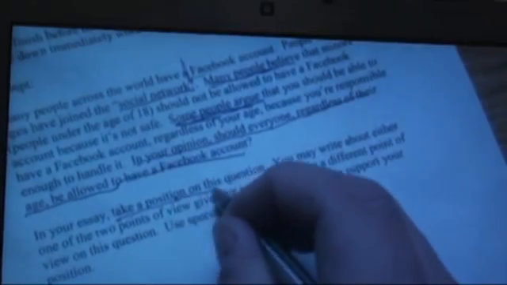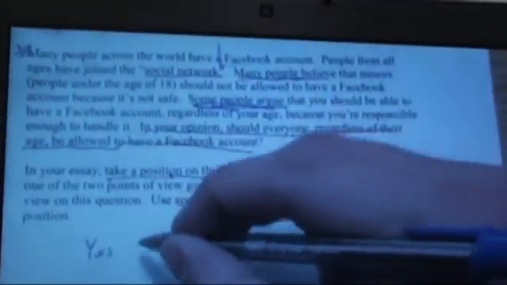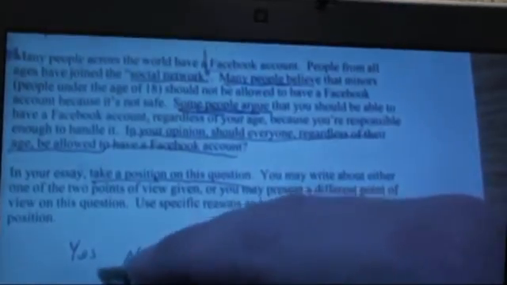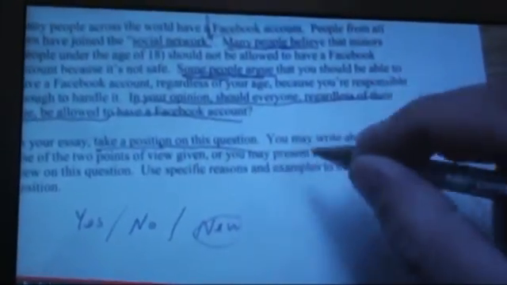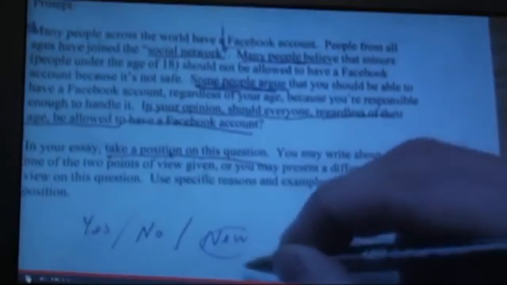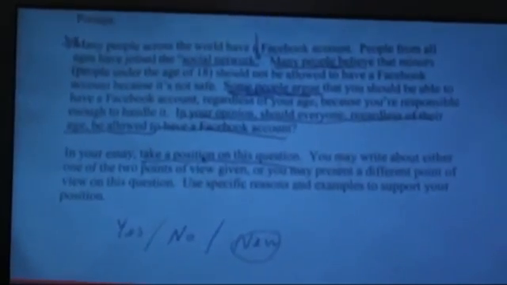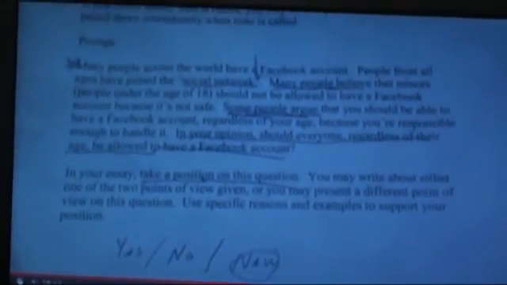Okay, so last thing I want to make sure we talk about is that you are able to take a position on this question. So you're either yes, you're either no, or you're something new. Because you can present a different point of view on this. So maybe a different point of view might be, for this question, maybe certain social medias, or there should be age restrictions, but it shouldn't be 18, anything like that.